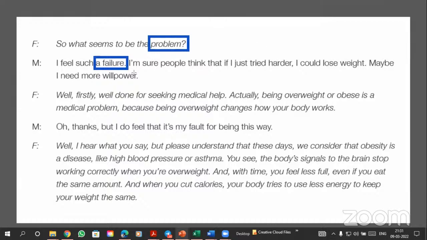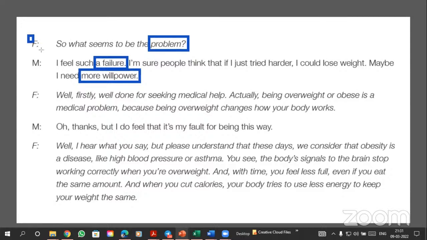"I'm sure people think that if I just tried harder, I could lose weight. Maybe I need more willpower." He's thinking that if he has more willpower, he can control it. So willpower is needed to control this. Very good, excellent. So maybe I need more willpower. So now remember this one.